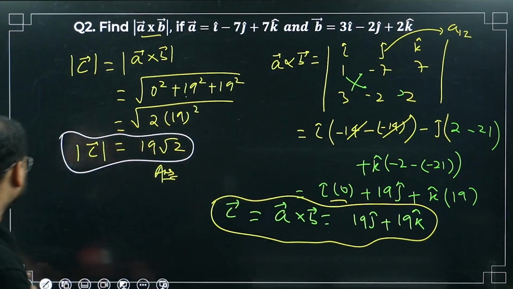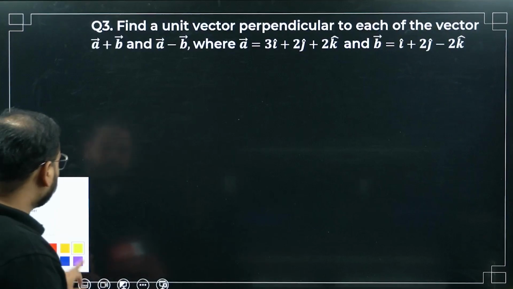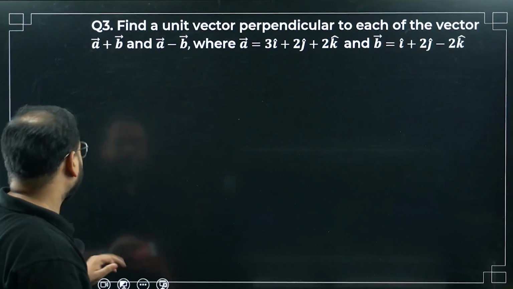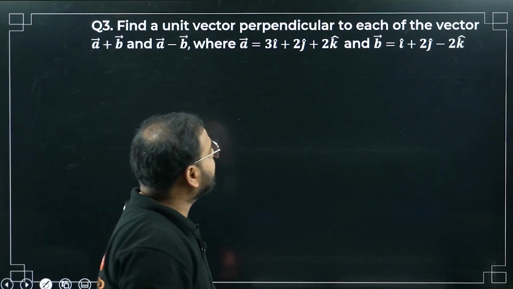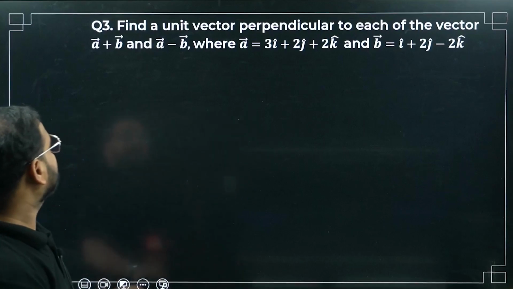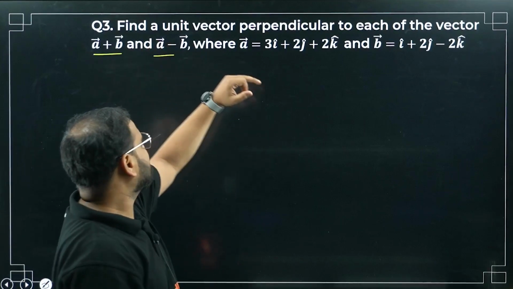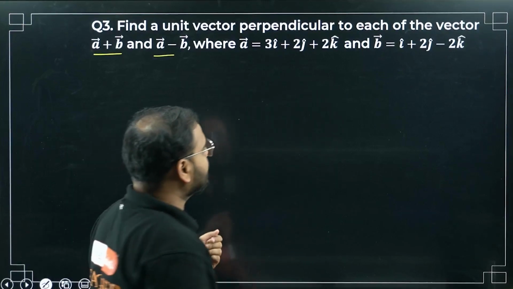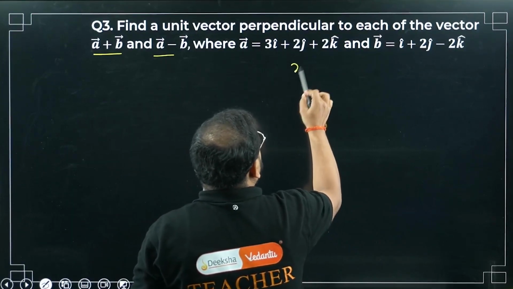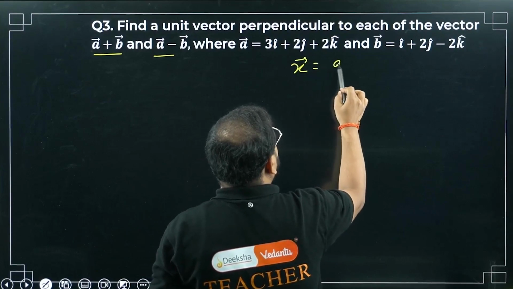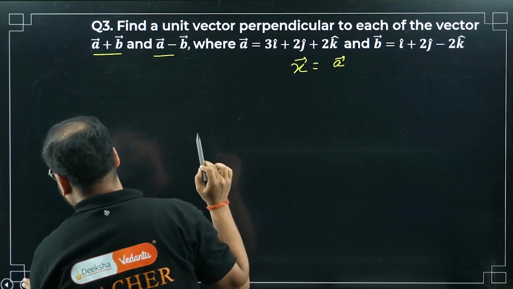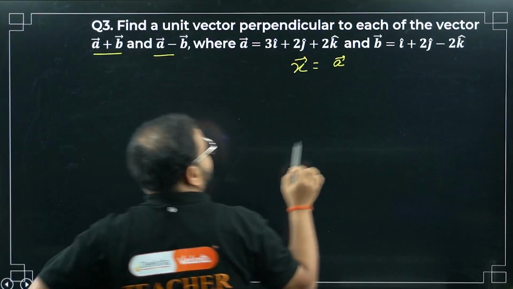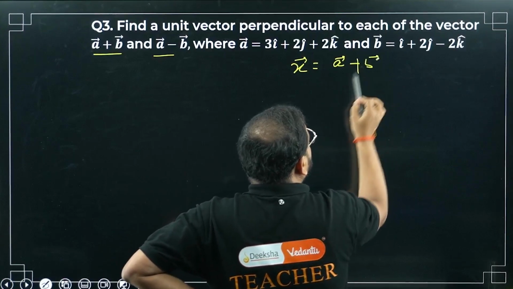Question number 3 says, find a unit vector perpendicular to each of the vectors a plus b and a minus b, where a is this and b is this. Let's take a plus b to be x. I'll need space, I have it. Find here, please.